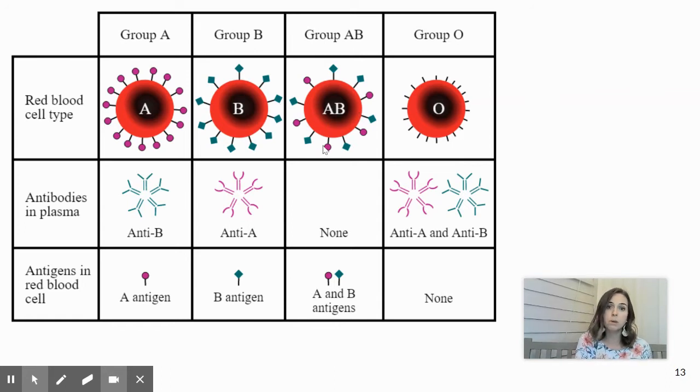AB, because it's wearing both jerseys, it has none of the antibodies because it would be fighting itself constantly. And then O, notice, has both on its cells as well.